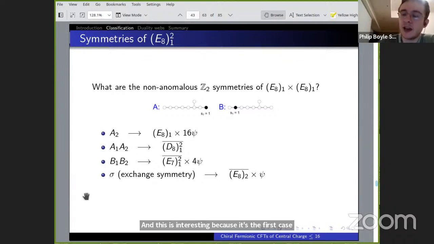Now, a level 2 theory cannot come from a lattice. Also, this theory has central charge 15.5, which is not an integer.